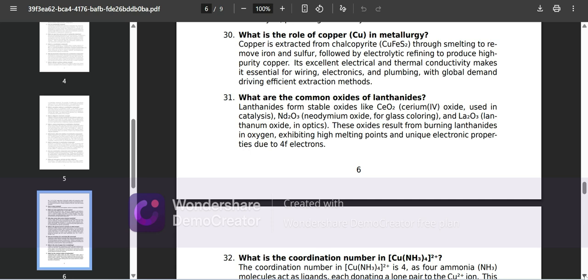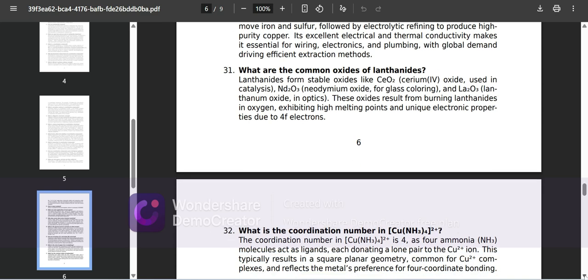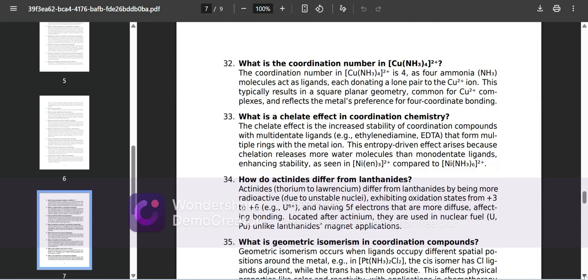What are the common oxides of lanthanides? Lanthanides form stable oxides like CeO2, cerium(IV) oxide, used in catalysis, Nd2O3, neodymium oxide, for glass coloring, and La2O3, lanthanum oxide, in optics. These oxides result from burning lanthanides in oxygen, exhibiting high melting points and unique electronic properties due to 4f electrons.